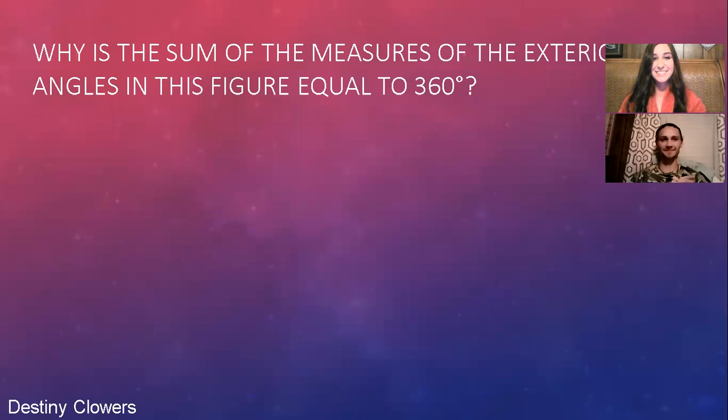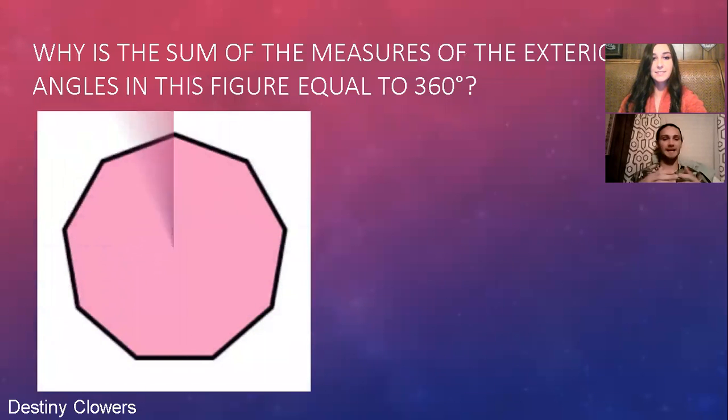Awesome. My question is, why is the sum of the measures of the exterior angles in this figure equal to 360? Well, that's a great question, Andrew. Let's think about that. According to the sums of the angle measures in a convex polygon theorem, we know that the exterior angle measures will always add up to equal 360 degrees.